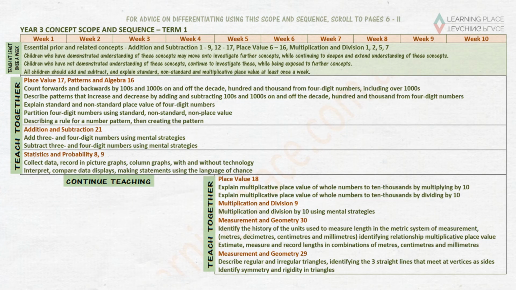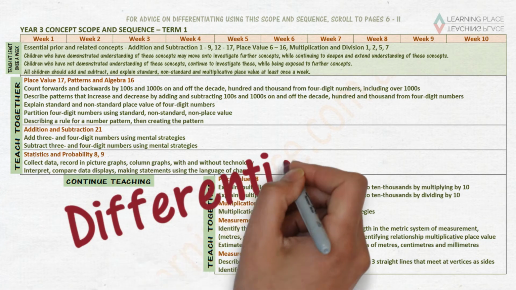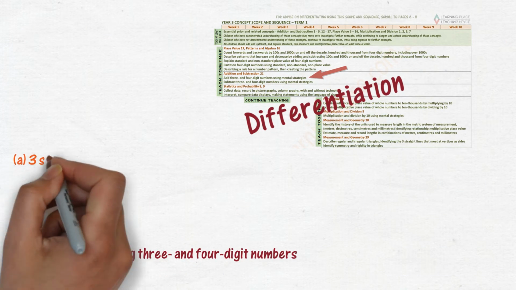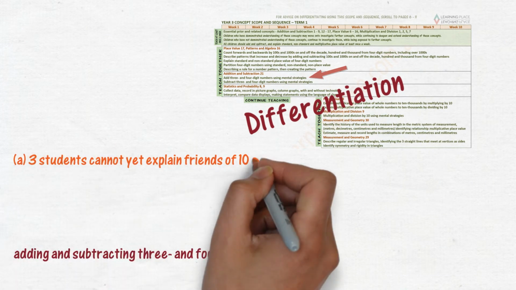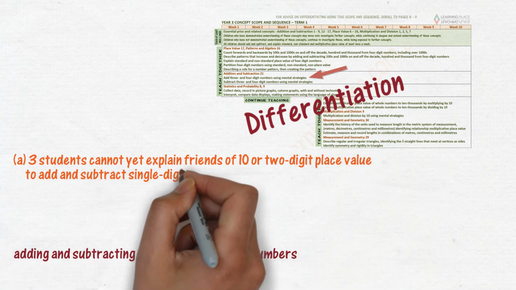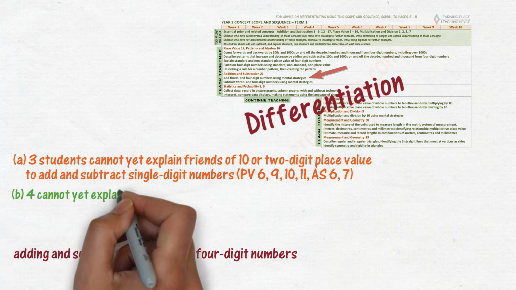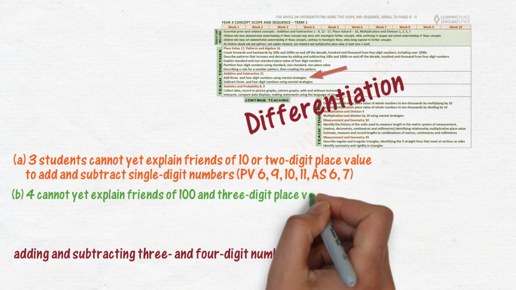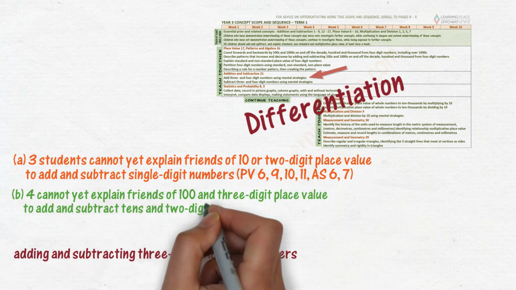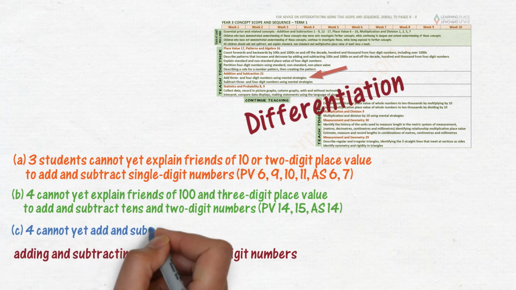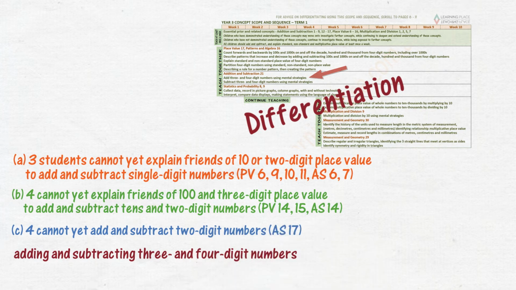Some students may be ready to investigate new concepts before others. This will require differentiation. For example, you want to begin teaching adding and subtracting 3 and 4-digit numbers. But A, 3 students cannot yet explain friends of 10 or 2-digit place value to add and subtract single-digit numbers using place value. B, 4 cannot yet explain friends of 100 or 3-digit place value to add and subtract tens and 2-digit numbers using place value. And C, 4 cannot yet add and subtract 2-digit numbers using place value.